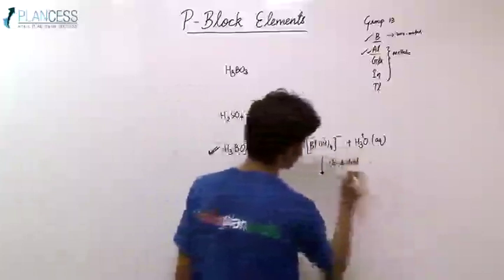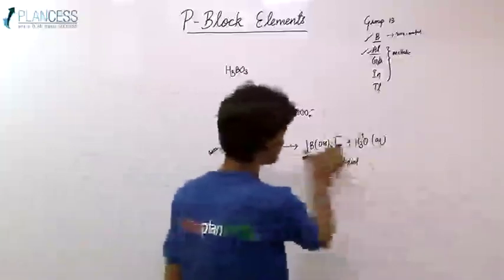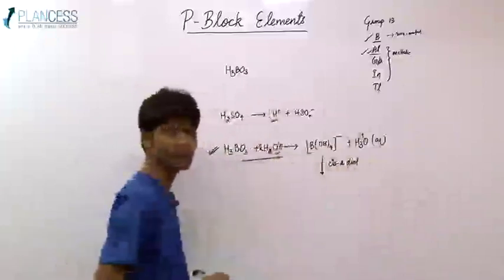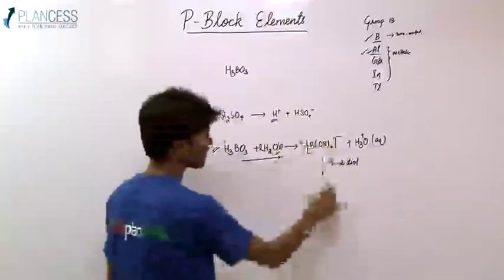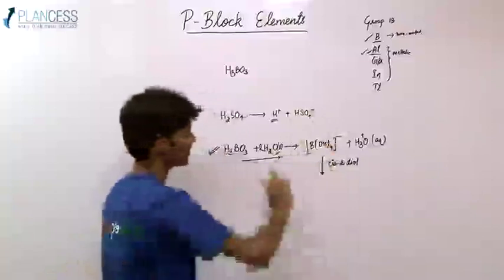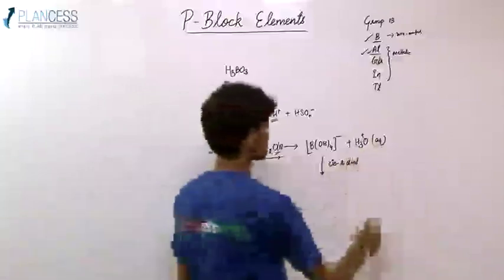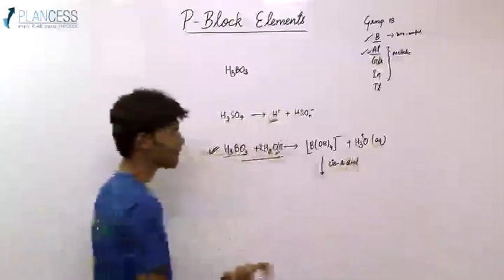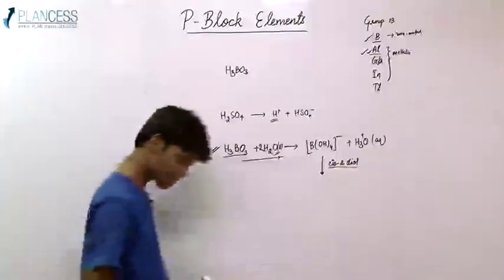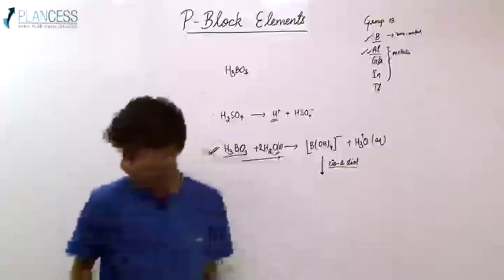cis-diol is added, then this B(OH)4 minus is consumed in the second reaction, and because of this the reaction will go in the forward direction according to the concept of ionic equilibrium. Since the product is constantly removed, this reaction will go in the forward direction, and therefore it will act as a stronger acid. So generally it is a weak acid, but if cis-diol is present in the solution, it behaves as a strong acid, and its titration can be done with NaOH in that case. So that is what happens with cis-diol.